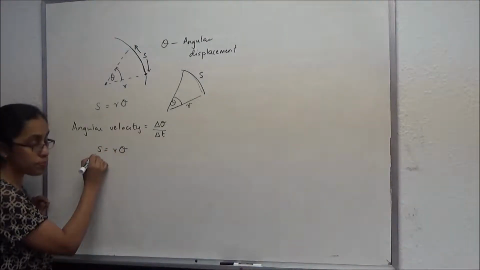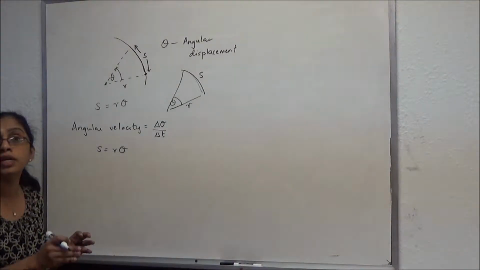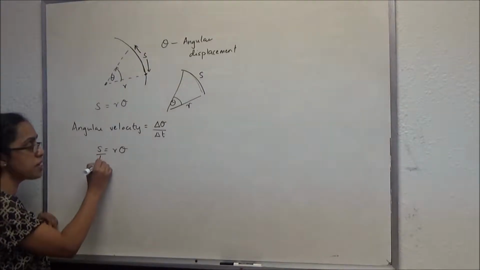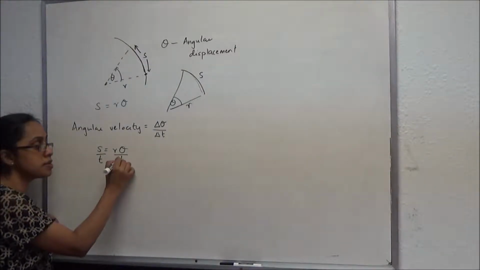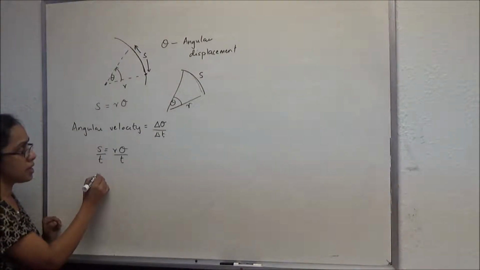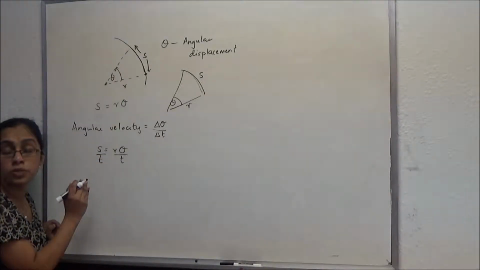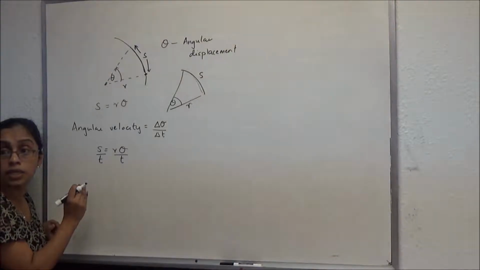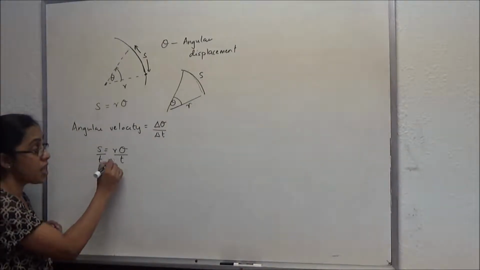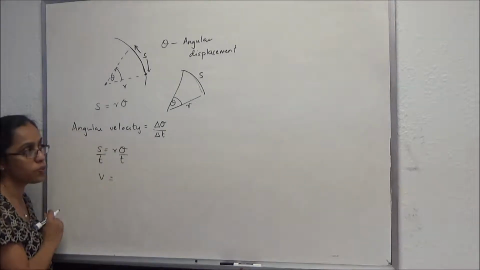I'm going to divide both sides by t. If I divide one side by t, I have to divide the other side by t too, because it's not going to be fair otherwise. So if I divide this side by t and this side also by t, then what do I get? What is S over t? Speed over time. Displacement over time. What does that mean? That's velocity, the linear velocity. Do you understand? And if I erase this part, what would this be?